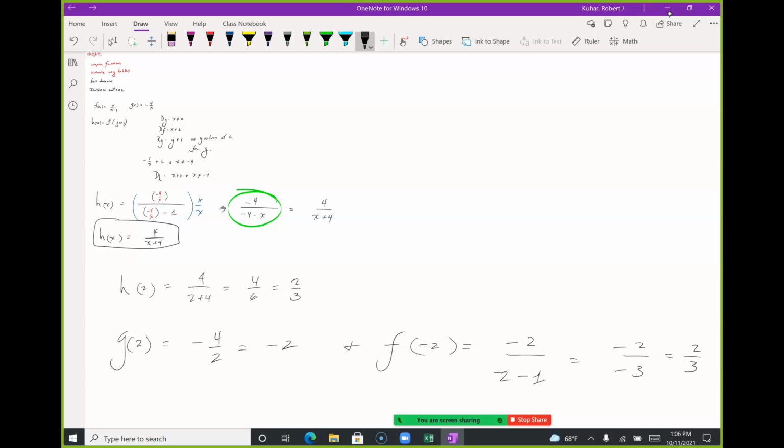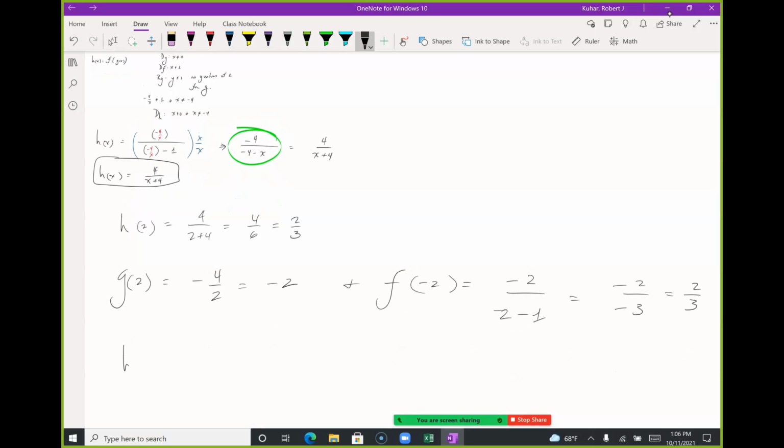Let's look at our trouble spots, right? h of 0 is no problem. That's 4 over 0 plus 4, which is 1. I had made the mistake before of saying this is the horizontal asymptote of g. It's the horizontal asymptote of f, not g. But what happens when I go to g of 0? I get minus 4 over 0, and it can't happen, right? So I'm in trouble. It blows up.